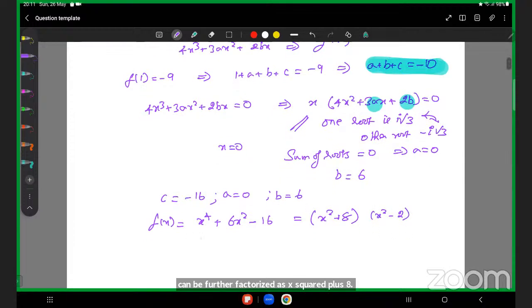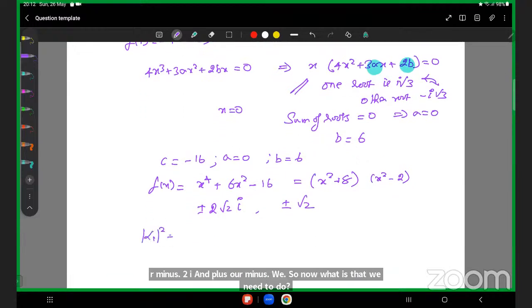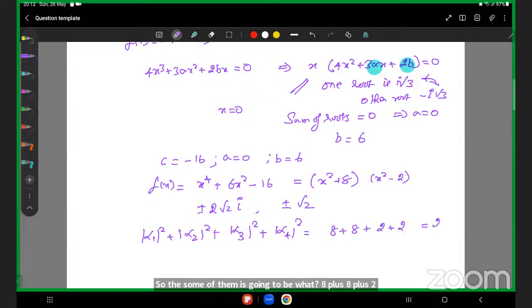So the roots are plus or minus 2 root 2i and plus or minus root 2. So now what is it that we need to do? We need to take modulus of alpha 1 squared. These are the roots. Modulus of alpha 4 squared. So the sum of them is going to be what? 8 plus 8 plus 2 plus 2, which is going to be 20. So the answer here is 20.